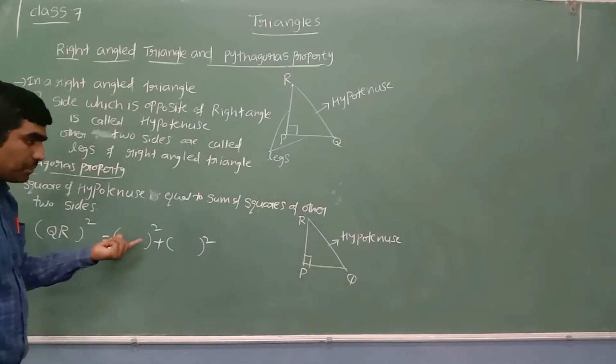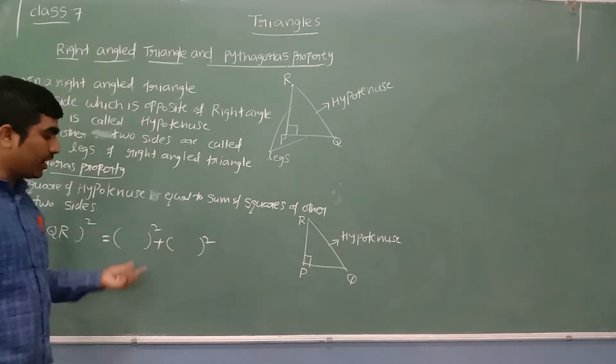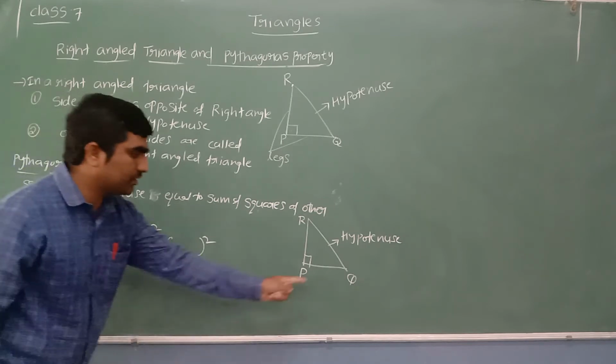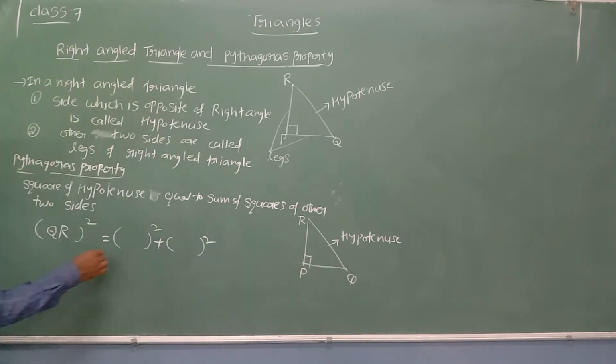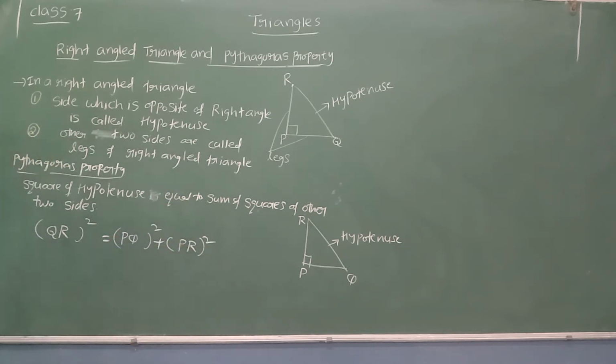Sir, first what should we write, PQ or PR? Your wish. First PR next to PQ, or first PQ next to PR. The other two sides we can write in any order, it's addition, no issues. First let me take PQ, and the other one is PR. So this is the way we can apply the Pythagoras condition.